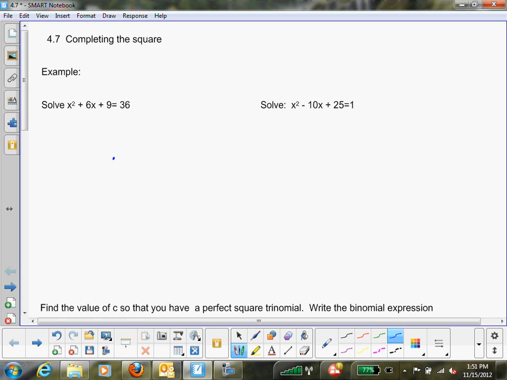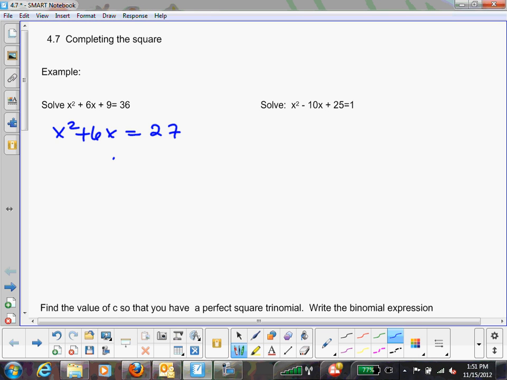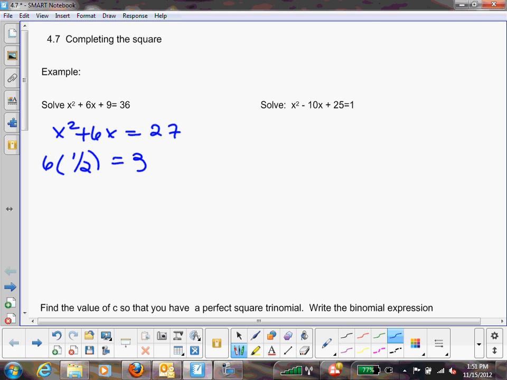What do I do here? Subtract the 9. I got a 36 on the right. Who cares? I still got to get rid of that 9 on the left. X squared plus 6x equals 27. I'm subtracting the 9 because the 9 on the left is a problem. What do I do now? And I get 3. And what do I do with the 3? Cloud that sucker.